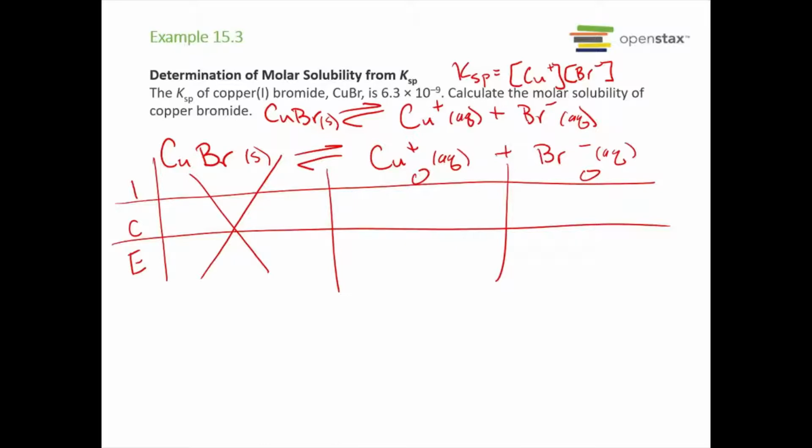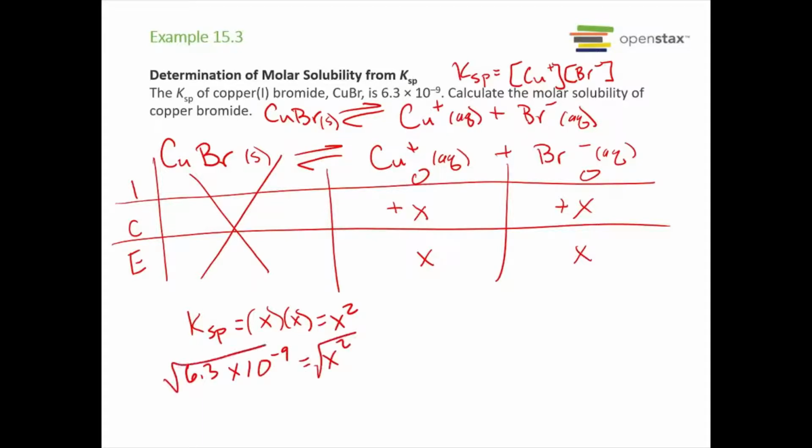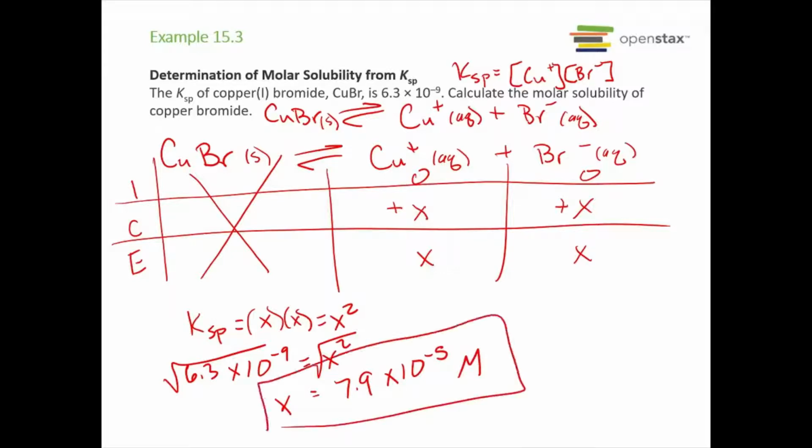We don't care. And we know that the Cu is going to increase by some x. Same with the Br, since from our stoichiometry it's 1 to 1. So then at equilibrium, they have a concentration of x. So we can go ahead and substitute these into the Ksp equation. So Ksp equals x times x, so x squared. And we know Ksp is 6.3 times 10 to the negative 9th, equal to x squared. Take the square root, and we get that x is equal to 7.9 times 10 to the negative 5th molar. So that is the molar solubility of CuBr.